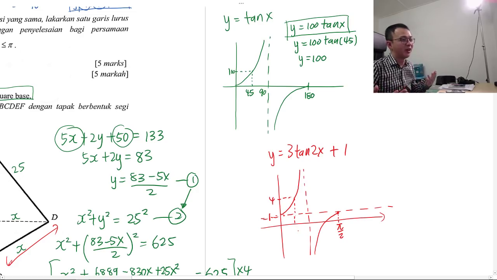This is what happens when the graph is plus 1. The whole graph is going to shift up by 1 unit, because it's plus 1. If it's minus 1, then you're going to move down.